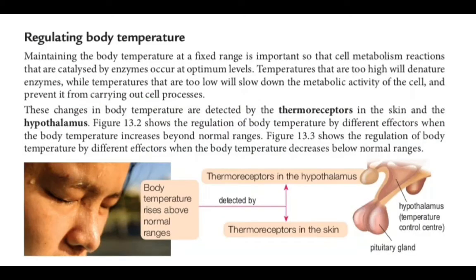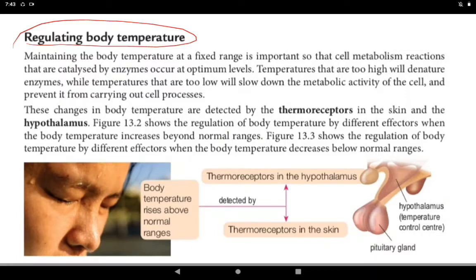Okay, so we go to the first one, regulating body temperature. Okay, so maintaining the body temperature at a fixed range is very important so that the cell metabolism reactions that are catalyzed by enzymes occur at optimum level. So kita tahu bahawa enzim itu yang catalyzing satu cell metabolic reaction, dia ada optimum temperature. Kalau dia terlalu tinggi, dia akan denature. Okay, tapi kalau temperature itu too low, it will slow down the metabolic activity of the cell. So sebab itu sangat penting to maintain the body temperature at optimum level.